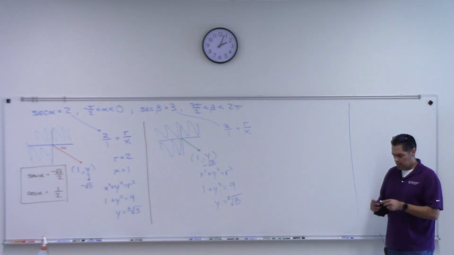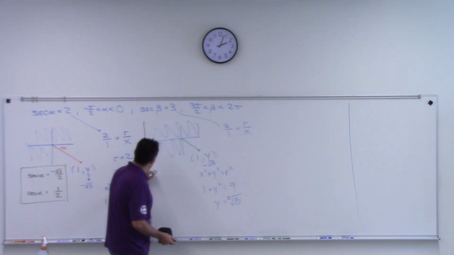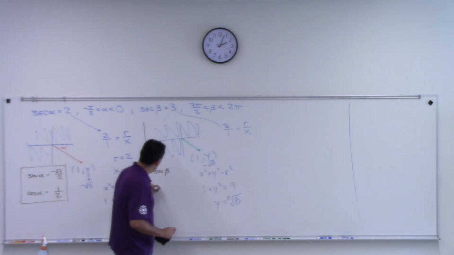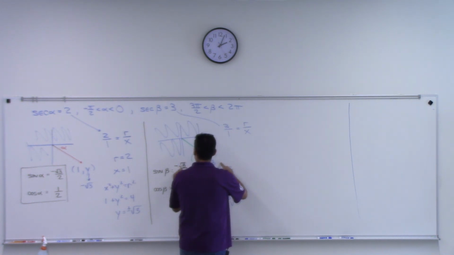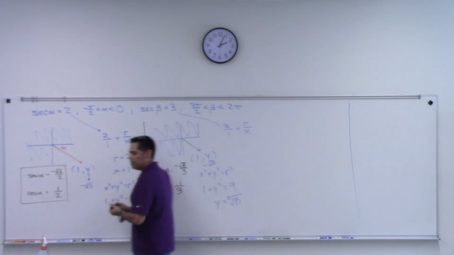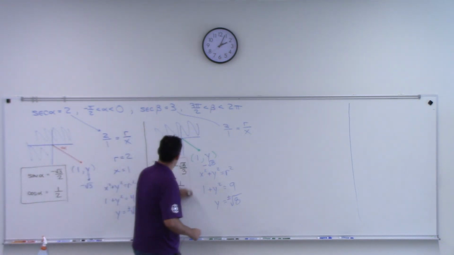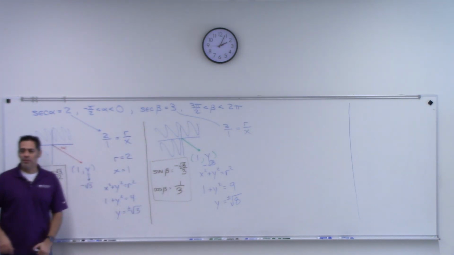Understand? All right, so now sine beta, cosine beta. Sine beta is the y, which is negative root 8, over the radius, which is 3. Cosine is the x-coordinate over 3, 1/3. Here we go. We have everything we need, right? So now we just start plugging into formulas.